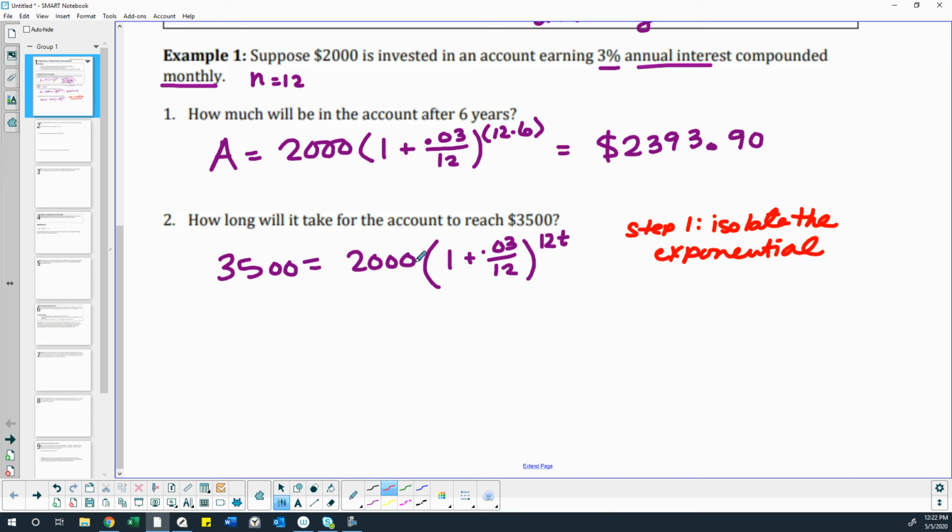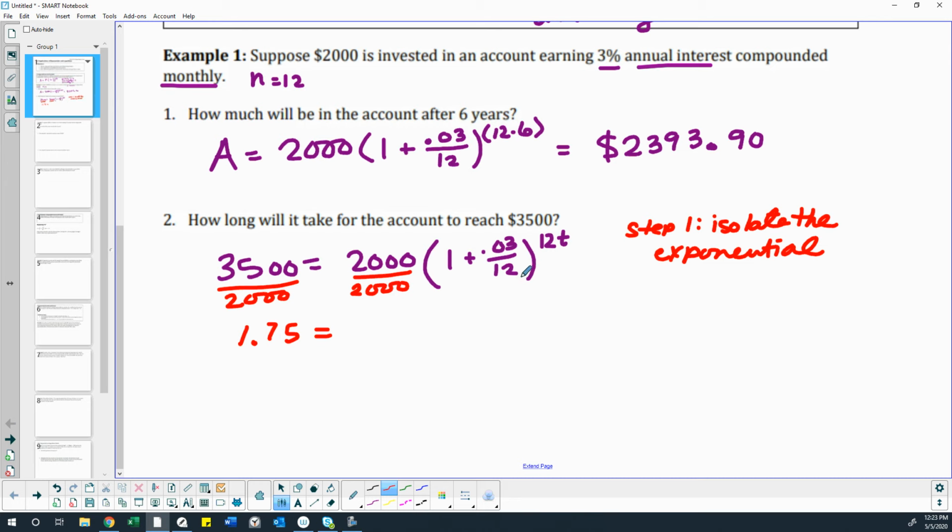So to do that, this 2,000 is in the way. We have this extra 2,000 times our base to the exponent. So we're going to go ahead and divide both sides by the 2,000, and that will get our exponential piece by itself. So 35 over 20, that reduces to 1.75. I'm just going to go ahead and do things in decimals, I think would be fine.